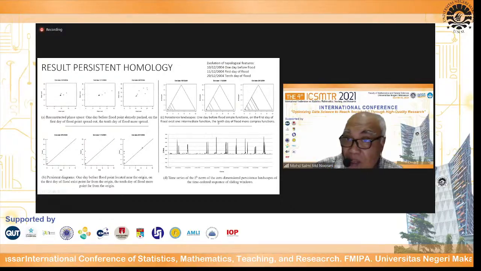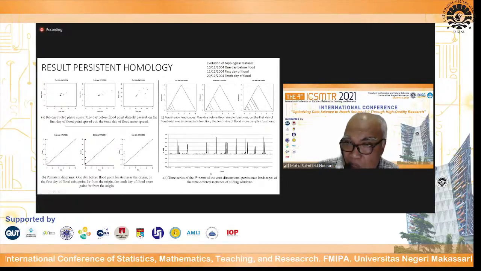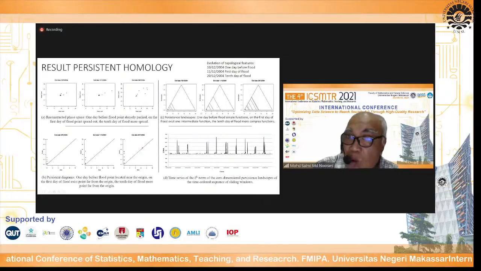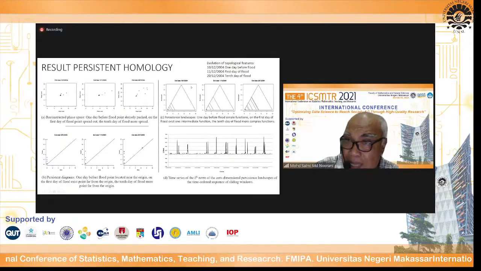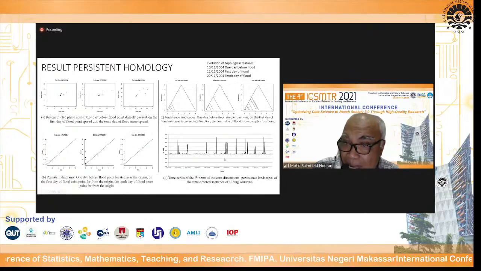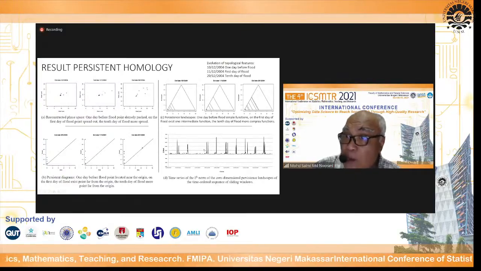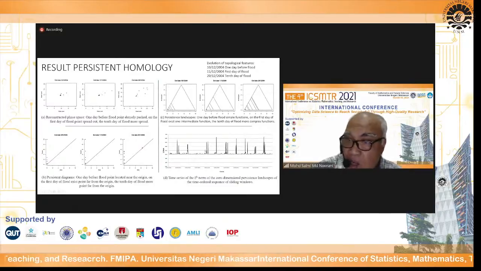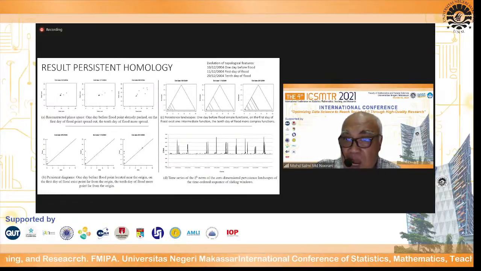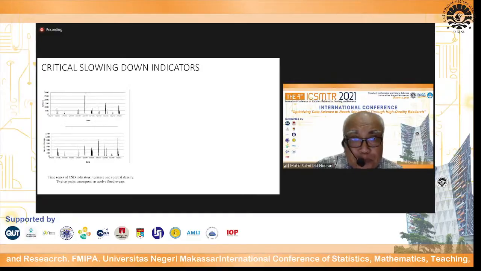So after that, which I didn't mention at all earlier because it's a bit technical, from the persistent landscape we get another time series, what we call the L1 norm. This is the final time series that we're working on, and it is this time series that we apply critical slowing down theory to. So CSD is applied to this L1 norm time series.